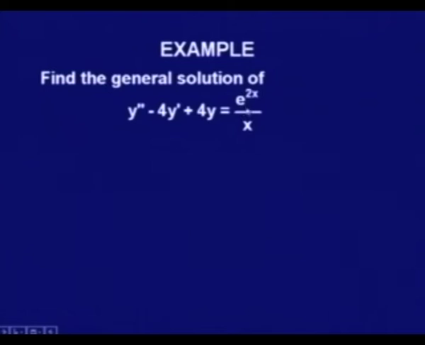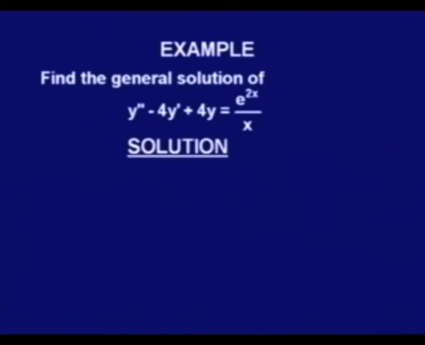Now, it is not coming as the sum of any known functions, because it is the ratio of two functions which are in that table. So, I cannot use that method. I do not have any option other than to use this method of variation of parameters. So, let us try to solve this.